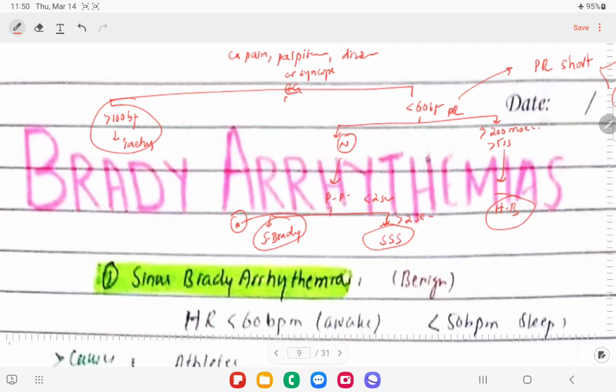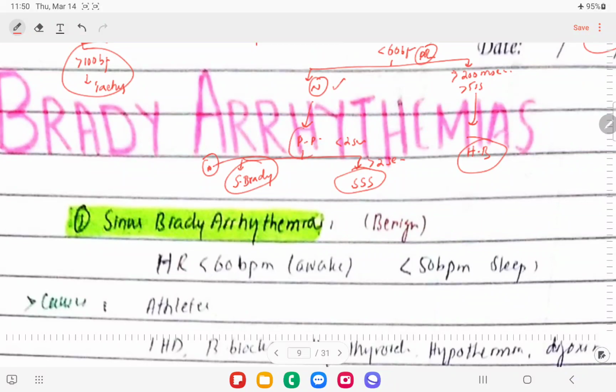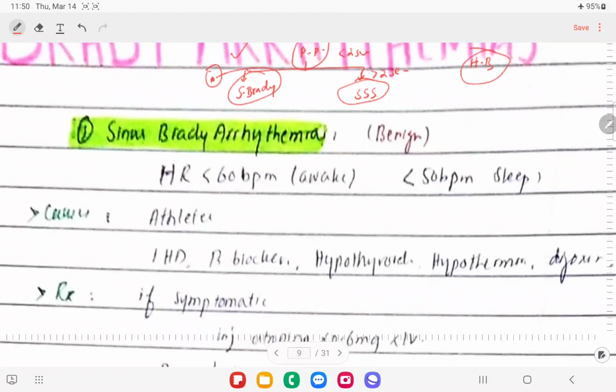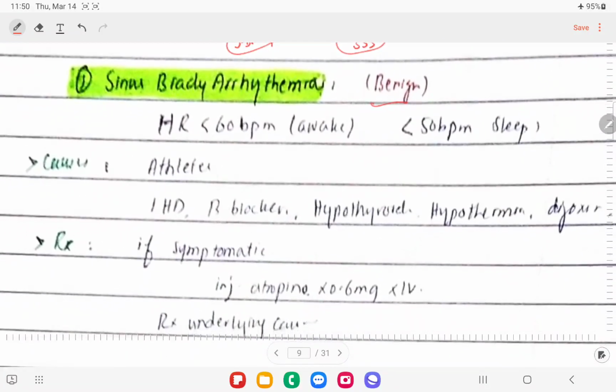Okay, so let's talk about sinus bradycardia today. First we have to see the classification again. The rate will be less than 60 beats per minute, and if we check the PR interval, it will be normal. If we check the PP interval, that will also be normal, less than 2 seconds. So we label this patient as sinus bradycardia. It is a benign condition. To label it as sinus bradycardia, the heart rate should be less than 60 beats per minute when the patient is awake, and less than 50 beats per minute when the patient is asleep.